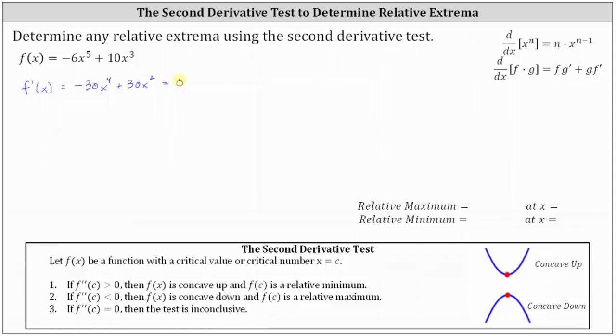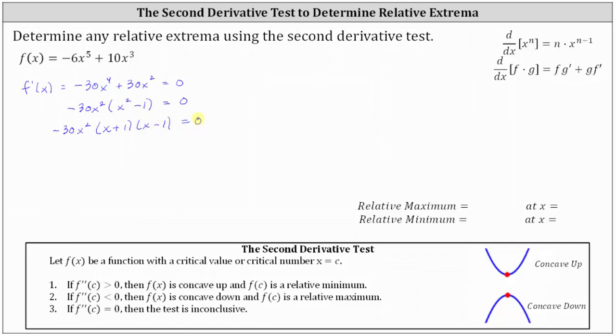Notice here the greatest common factor is 30x squared. Let's factor out negative 30x squared. If we factor out negative 30x squared, we have negative 30x squared times the quantity x squared minus 1. Notice if we distribute, we still have negative 30x to the fourth plus 30x squared. From here, notice x squared minus 1 factors further because we have a difference of squares. We have negative 30x squared times the quantity x plus 1 times the quantity x minus 1 equals 0.